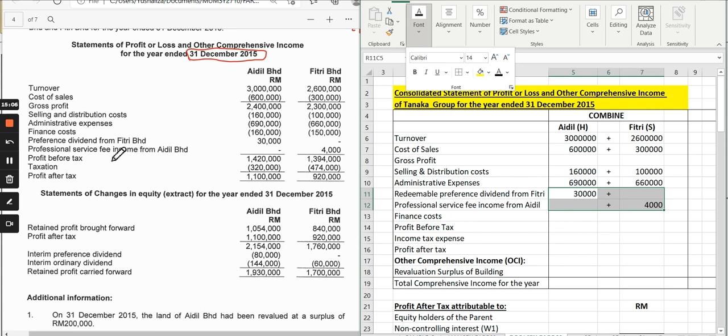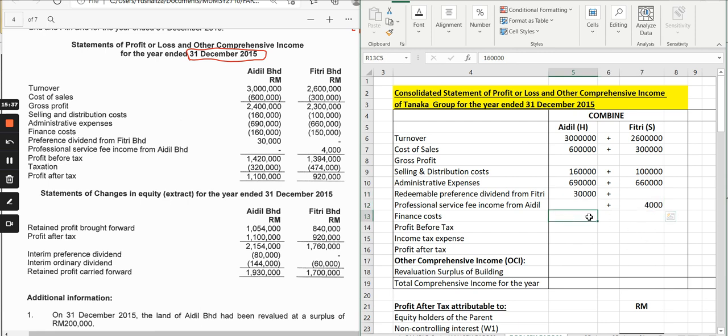Same goes for the professional fees. Professional fees is also an intercompany transaction because that was the one that was received from AIDIL. So Fitri received from AIDIL, so that was an intercompany expense to AIDIL, but it's an intercompany income to Fitri. So that has to be eliminated later, but now we are just combining first. And then you have the item taxation.